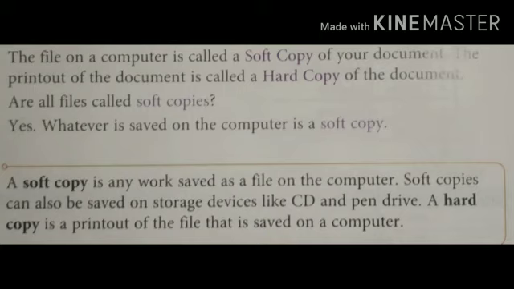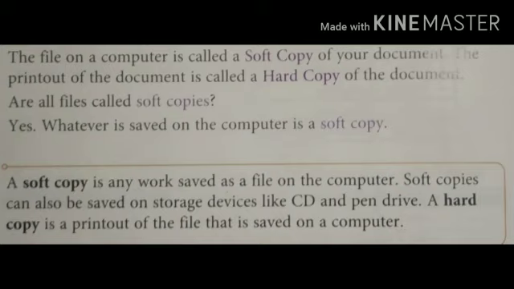Now, what is a soft copy? A soft copy is any work saved as a file on the computer. Soft copy can also be saved on storage devices like CD and pen drive. Whereas a hard copy is a printout of the file that is saved on a computer. So this is the difference between a soft copy and a hard copy.